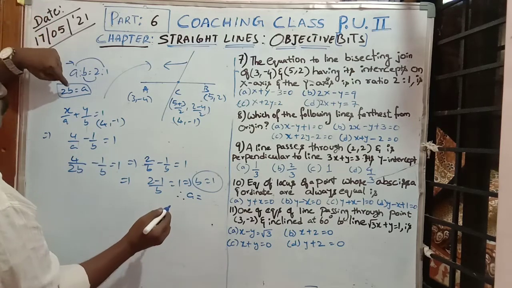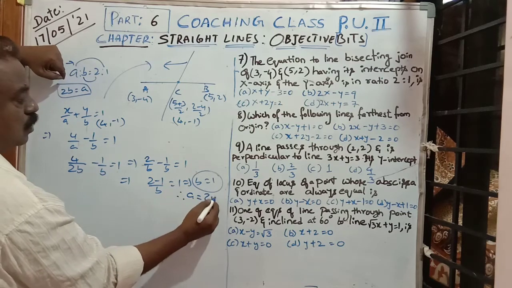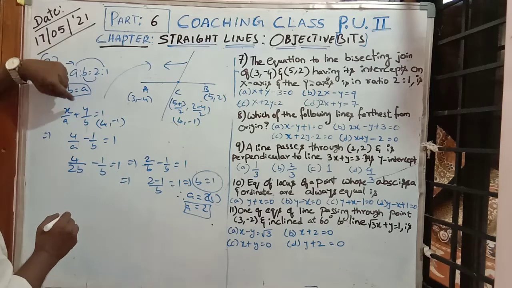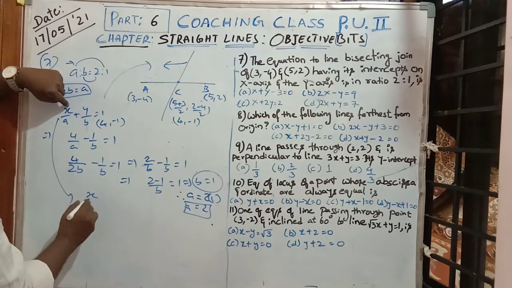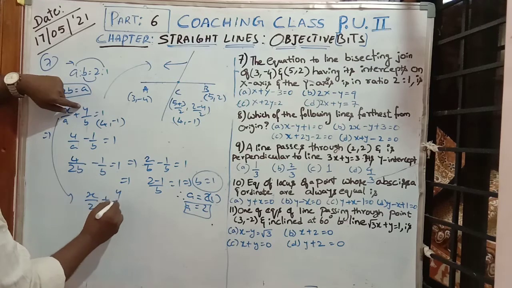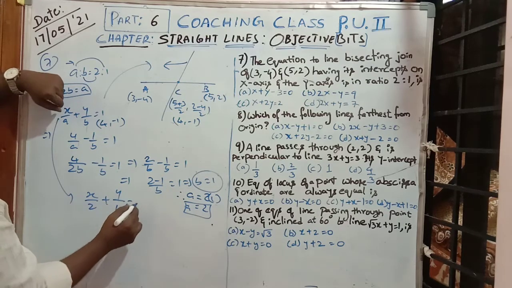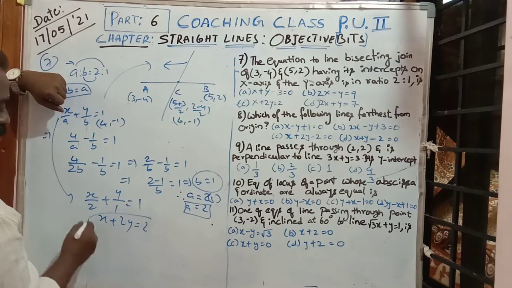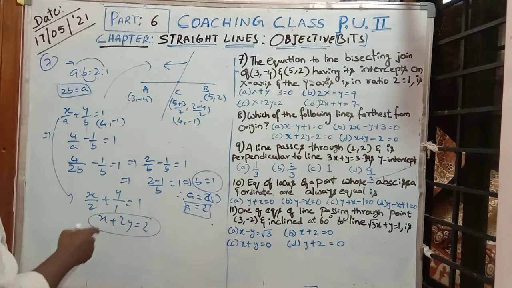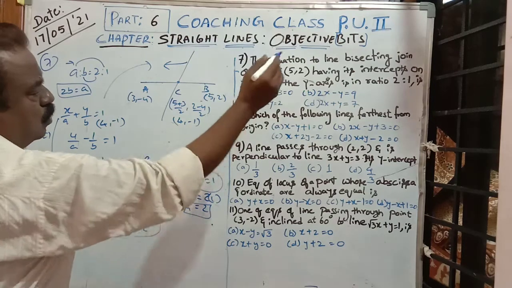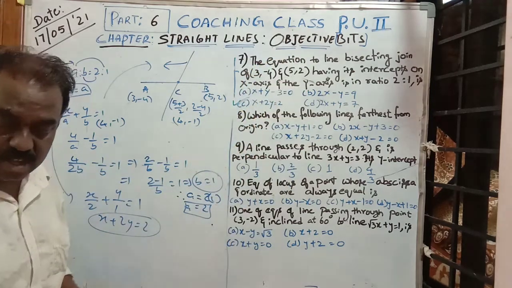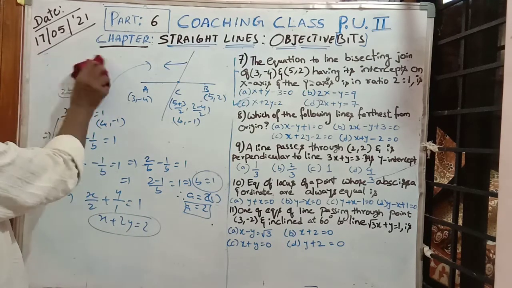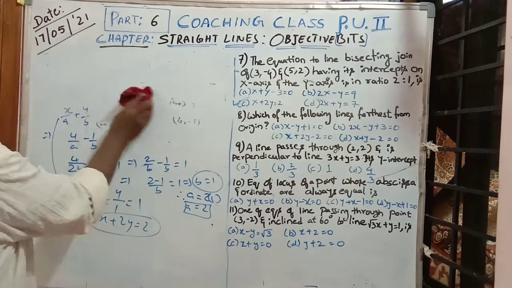Therefore, a is equal to 2b, 2 into 1, that is 2. So a value is 2, b value is 1. We substitute in this equation, it is x by 2 plus y by 1, b is 1, a is 2, is equal to 1. That is x plus 2y is equal to 2. So, C is the correct answer. Third option is correct. And we will go to the next one.